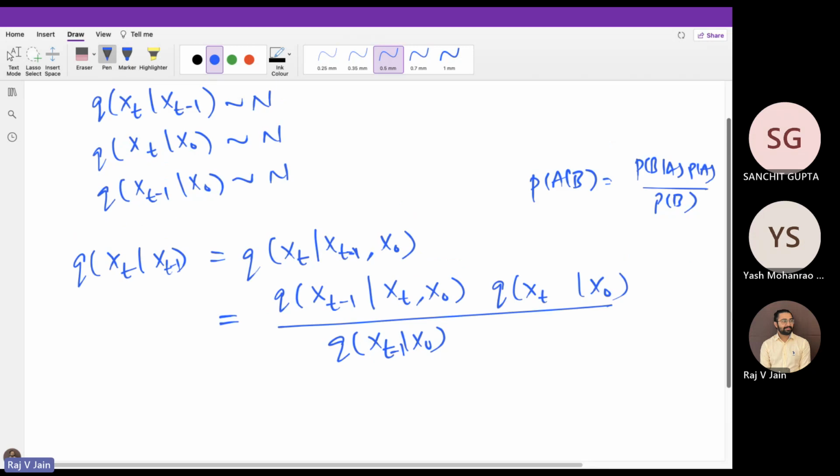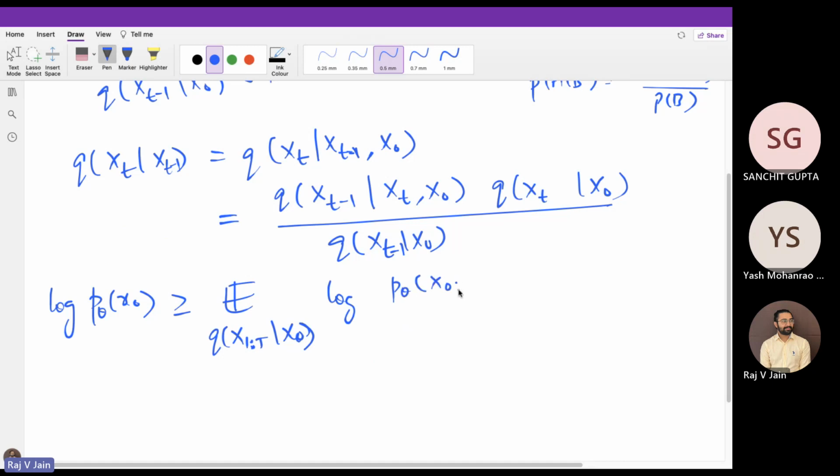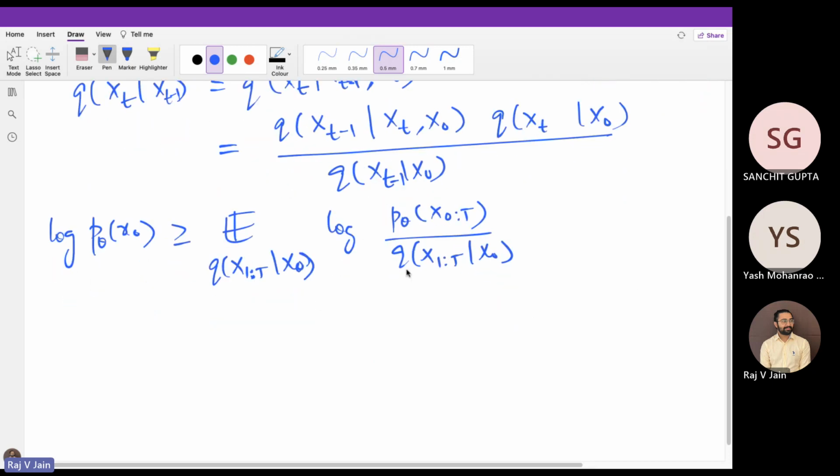Okay, so let's go back to the drawing board. So log, again the same, p theta of x naught. This is greater than or equal to the expectation of q of x1 to T given x naught, into log of p theta x naught to T over q of x1 to T given x naught. This is as usual, which we came to in this problem. Now we'll look at this term.